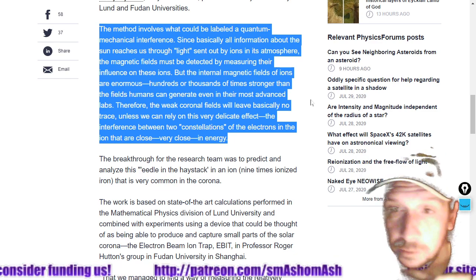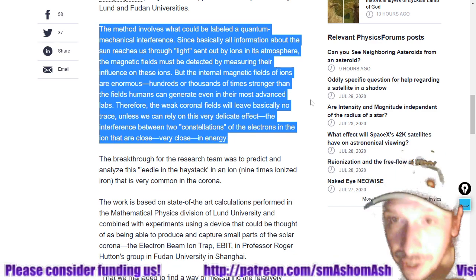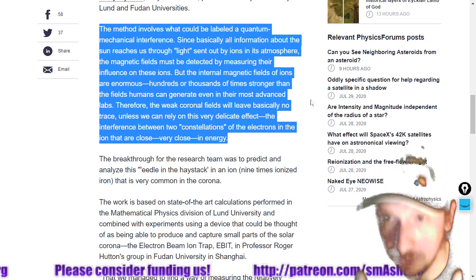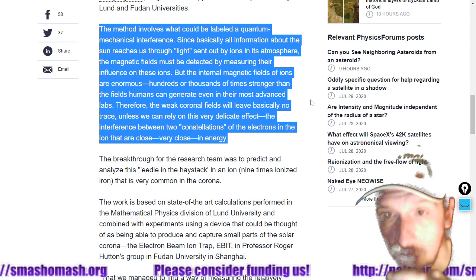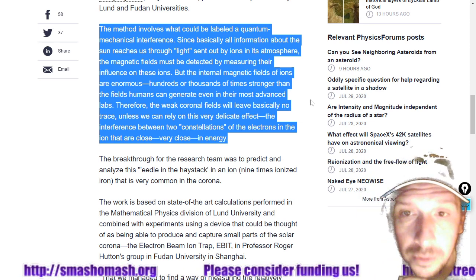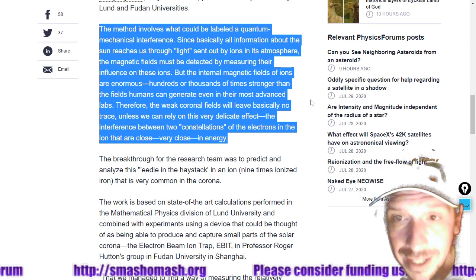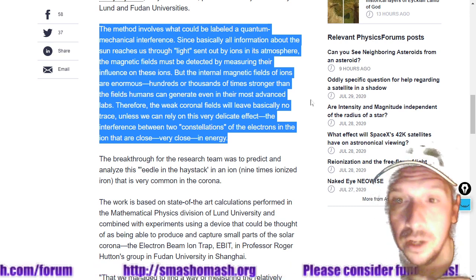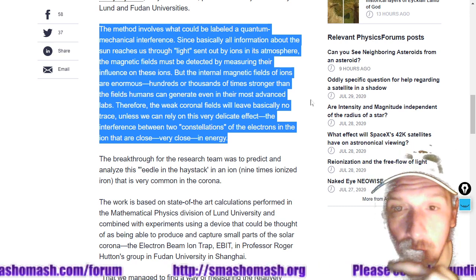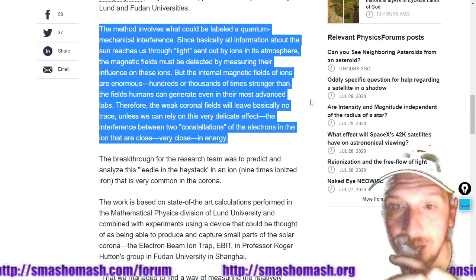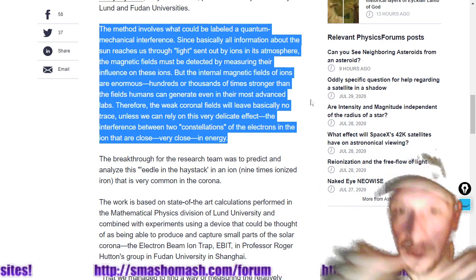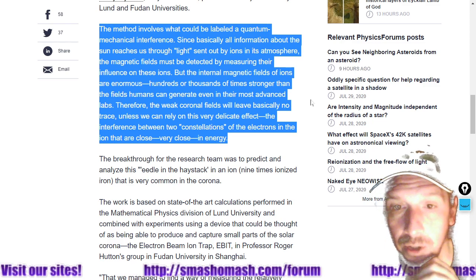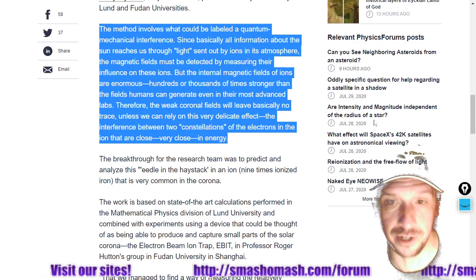The magnetic fields must be detected by measuring their influence on the ions, but the internal magnetic fields of ions are enormous, hundreds of thousands of times stronger than the fields humans can generate, even in their most advanced labs. Therefore, the weak coronal fields will leave basically no trace unless we rely on this very delicate effect, the interference between two constellations of the electrons in the ion that are very close in energy.